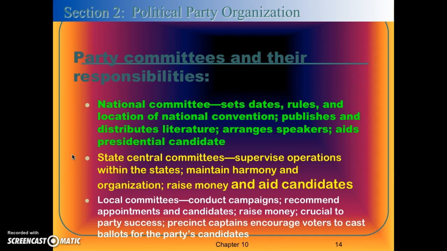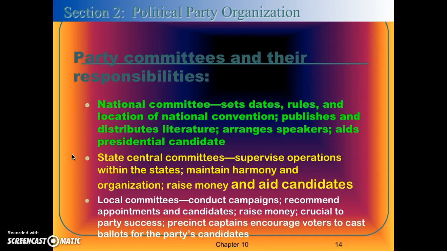Then we go to the state central committee. These committees supervise operations within the state. So let's say, for example, just hypothetically speaking, Omaha is chosen as the site for a national convention. So the national committee person is going to be contacting the state central committee person, and they're going to say, hey, congratulations, your state's been chosen to host a national convention. The city's going to be Omaha. Now I've got to work with you hand in hand to make sure that this is going to be a success. So the state central committee chairperson then is going to get involved.